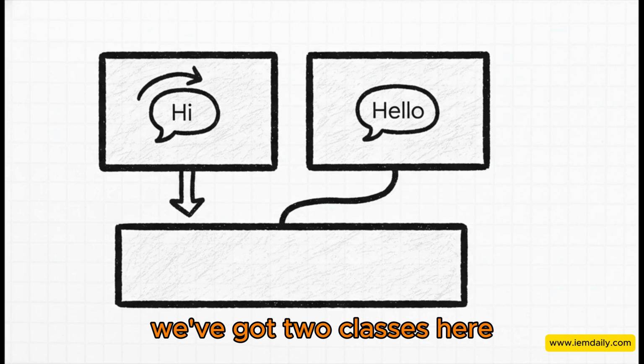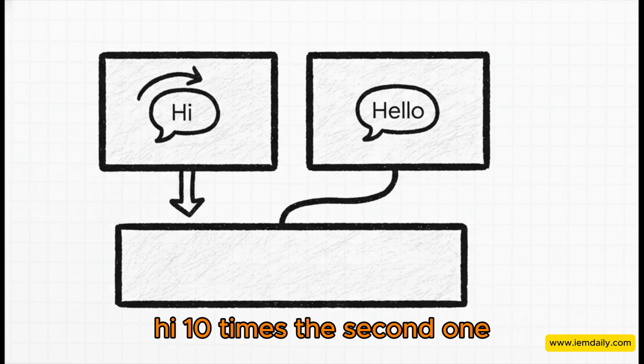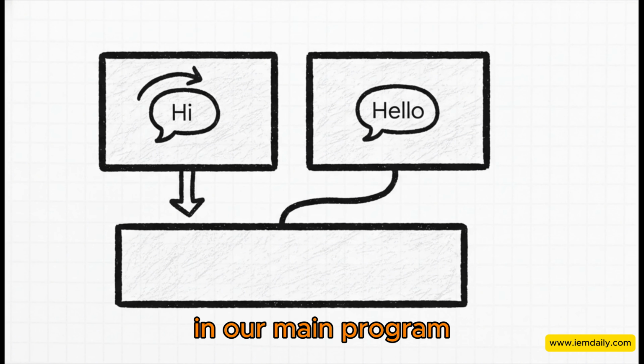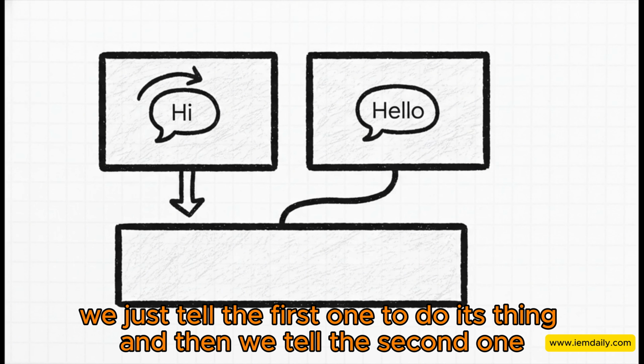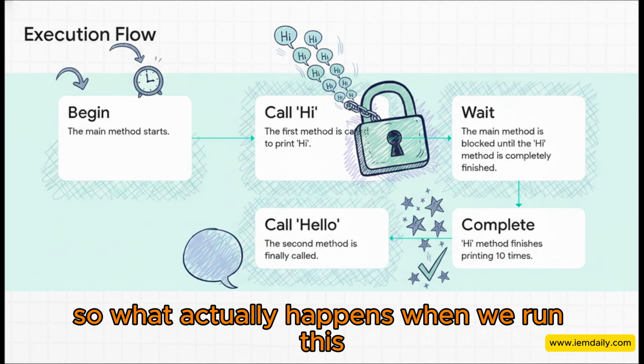We've got 2 classes here. The first one's only job in life is to print the word hi 10 times. The second one, almost identical, but it prints hello 10 times. Then, in our main program, we just tell the first one to do its thing, and then we tell the second one. Simple enough, right?